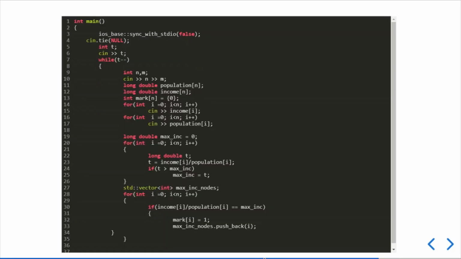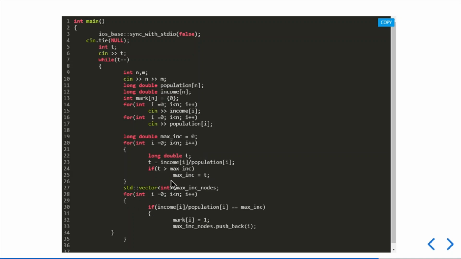Okay, so now we'll quickly dive into the coding part. In this particular part, I am maintaining two arrays of long double, one of population and one of income, and I'm getting the input of that. Now I'm taking the magsync variable, which will have the maximum per capita income amongst all the per capita incomes. In the long double t variable, I'm calculating the per capita income for the ith province, and I'm getting the maximum per capita income in this magsync long double variable.